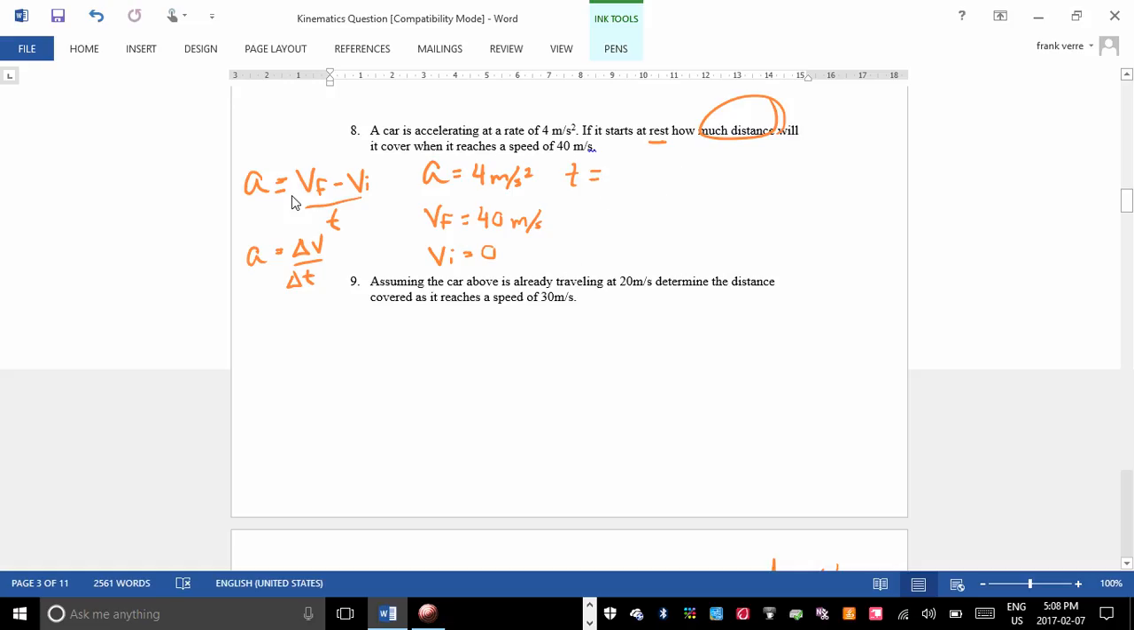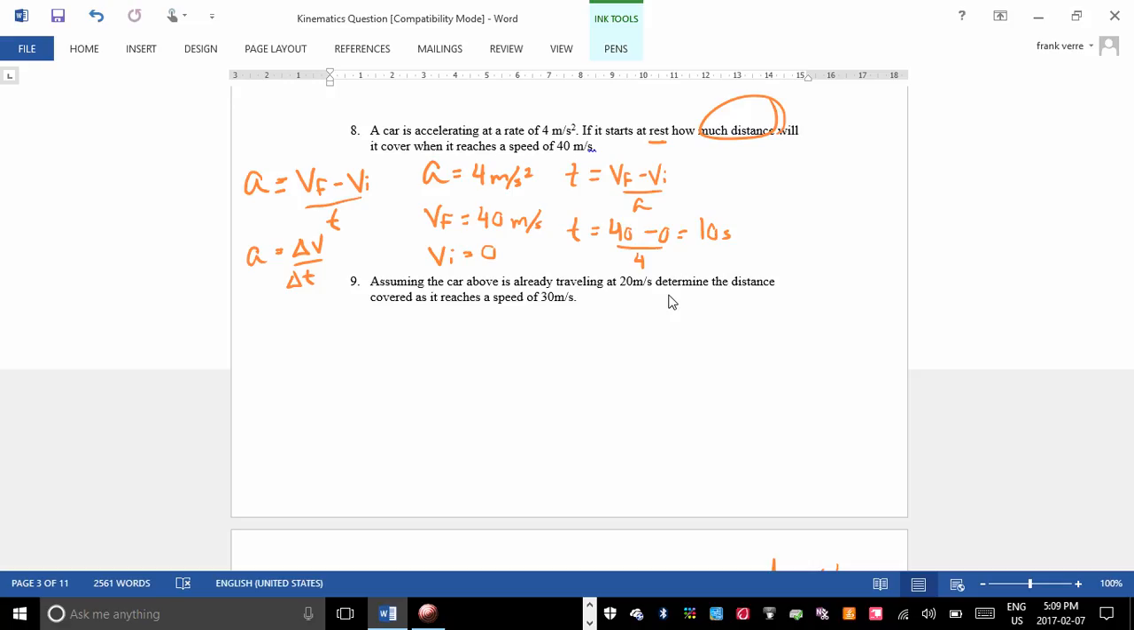Time, if we rearrange this equation, is vf minus vi over a. So we can figure out how long it takes to accelerate from rest to 40 meters per second. So the final speed is 40. The initial speed is 0. The acceleration is 4. This indicates that it will take 10 seconds to get from 0 meters per second, rest, to 40 meters per second at that acceleration.